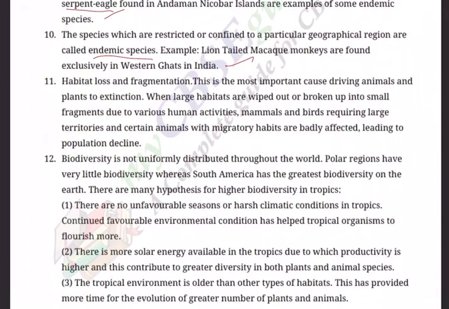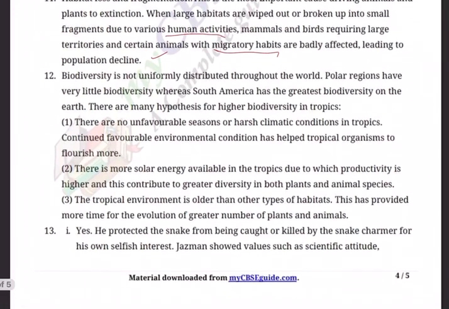Question 11. Habitat loss and fragmentation. This is the most important cause driving animals and plants to extinction. When large habitats are wiped out or broken up into small fragments due to various human activities, mammals and birds require large territories, and certain animals with migratory habits are badly affected, leading to population decline.